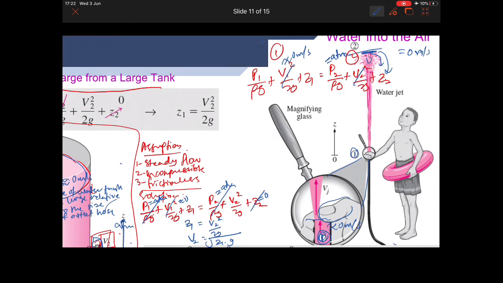And then how about Z1 and Z2? Z1 is the reference point, so this one is 0. Then you are left with a few variables here, P1 over rho g. If you want to know the height of the water jet, it is actually equal to Z2, and then you calculate with P2 and P1.